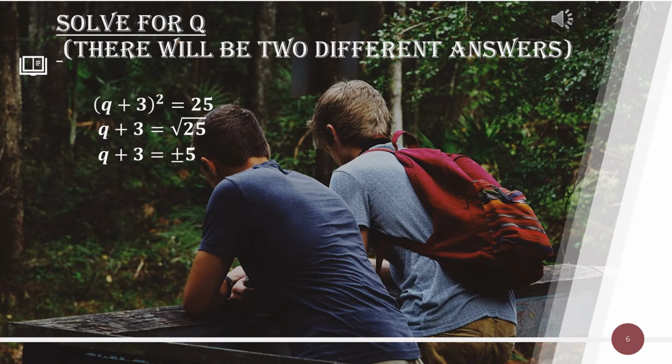Divide this into two separate equations. Q plus 3 equals 5. Q plus 3 equals negative 5. So your answer will be q equals 2 and q equals negative 8. You can plug in 2 and you can plug in negative 8 for q to check the answer.